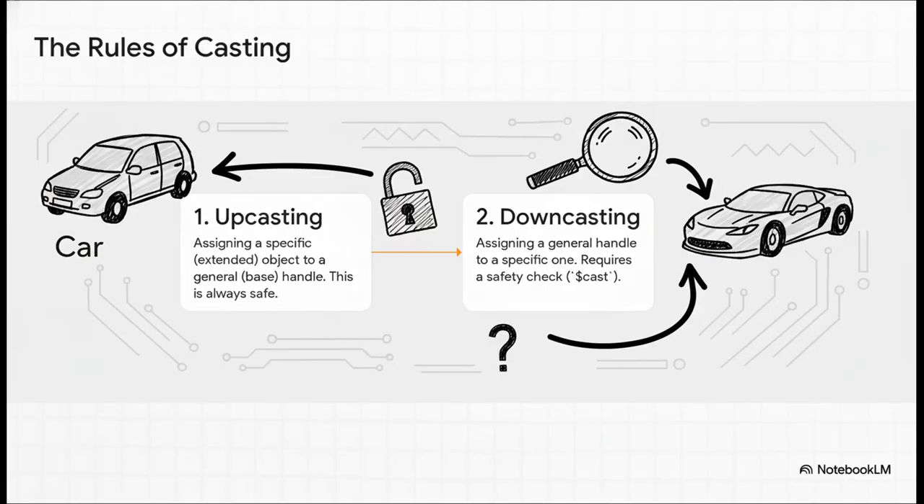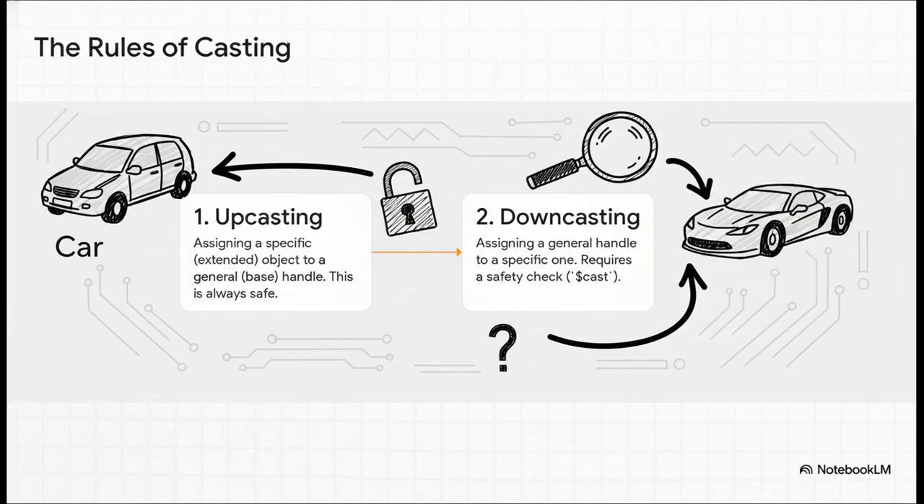So, how does the code manage all this? It uses a process called casting. Upcasting is the easy one, and it's always safe. That's like taking your specific sports car object and just treating it like a generic car. No big deal. But the real power comes from downcasting. That's when you have a generic car handle, but you need to access the special spoiler on your sports car.